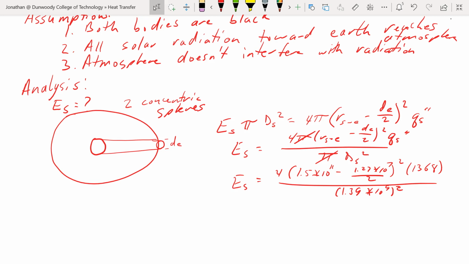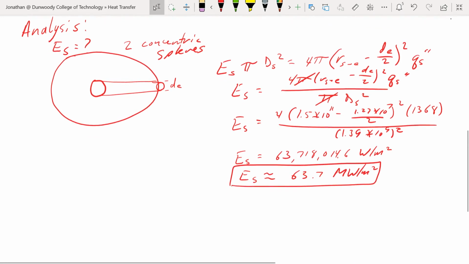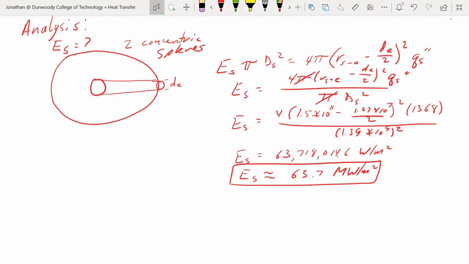So what do we find? When we plug in those numbers, we find that the emissive power of the sun, or the total emissive power, there's no lambda under this, is 63,718,014.6 watts per meter squared, or 63.7 megawatts per meter squared. It's a lot of power. So that was part 1.